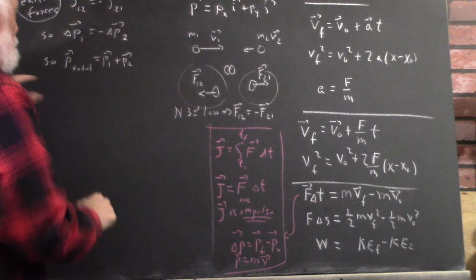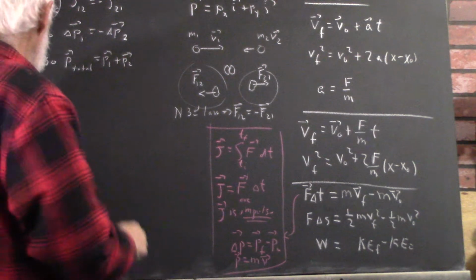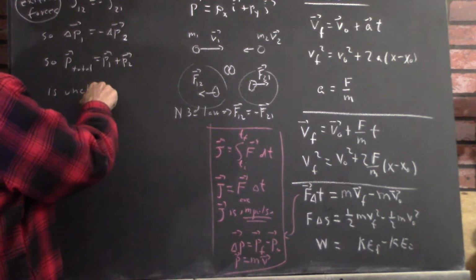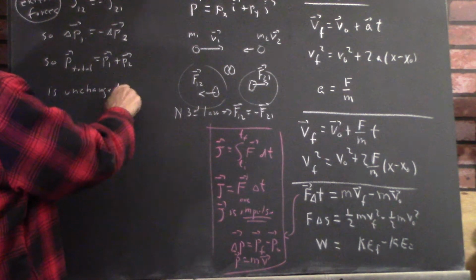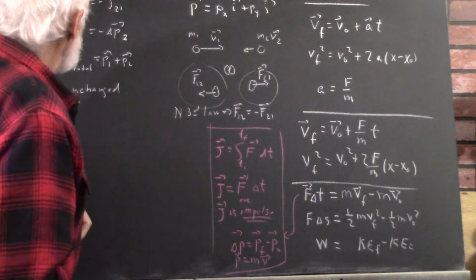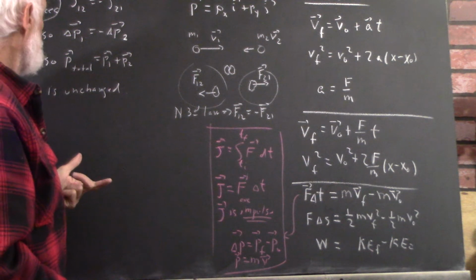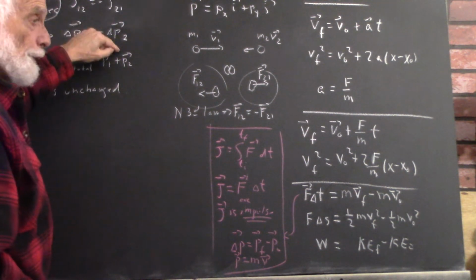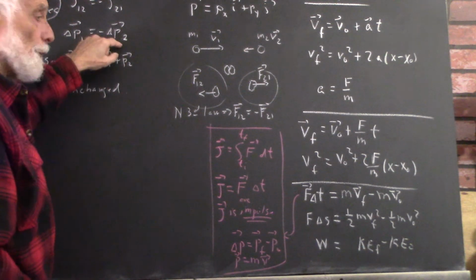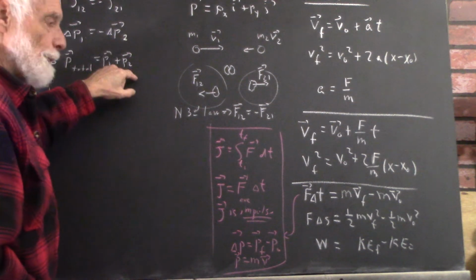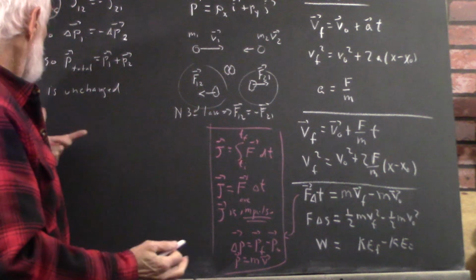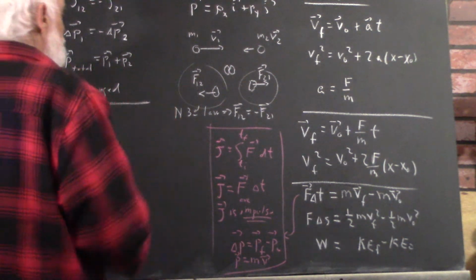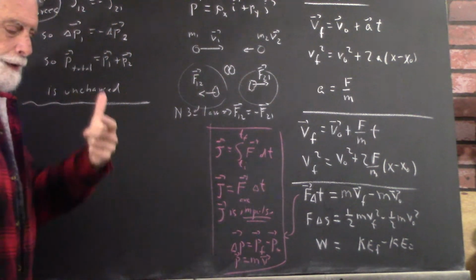So the total momentum, P1 plus P2, is unchanged. Since the change in momentum is the change in this one plus a change in this one, and the two changes are equal and opposite, then P1 plus P2 has to be constant. It's unchanged. Okay, a simple example of how we can apply this.